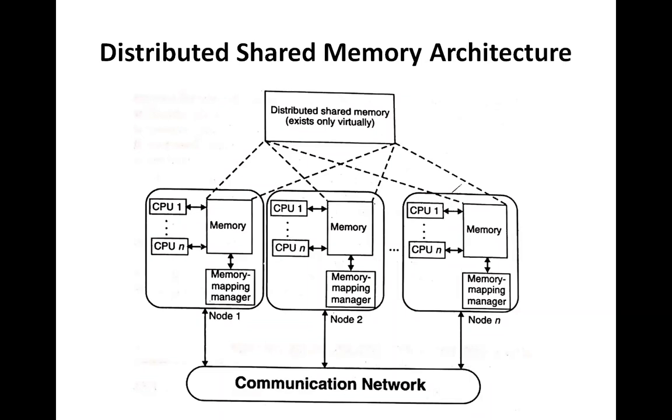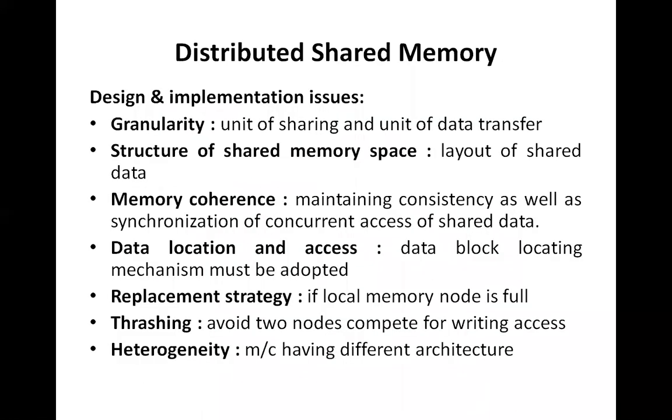Now, copies of the data cached in the local memory eliminate the network traffic problem for accessing memory on the basis of a cache hit. That is, the access of an address whose data is already available in the cache. So network traffic is significantly reduced if the application shows a high degree of locality of data accesses. So this is all about the distributed shared memory architecture.